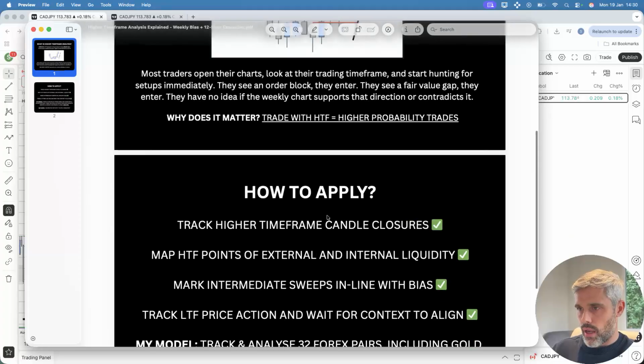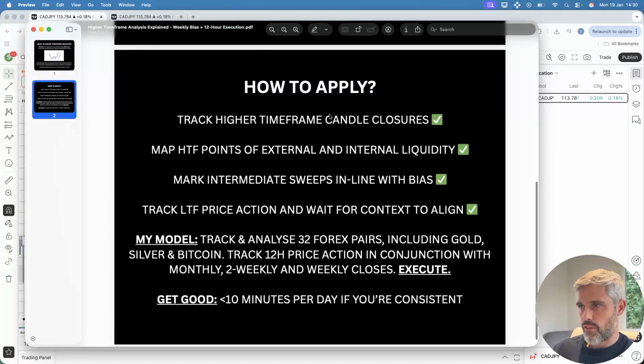So how to apply this? Always track higher time frame candle closures, so in my case monthly, weekly, 2 weekly candles. Always map higher time frame points of external and internal liquidity, and I have videos on doing this. We want to know where we're trading from and trading towards, and how our intermediate time frame is going to help us get there. Always mark those sweeps, so raids below candle lows, in line with your bias, and always track your lower time frame price action and wait for your context on lower time frame price action to align with your trade ideas on higher time frames.